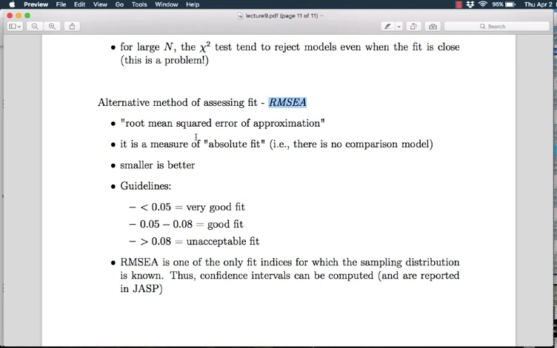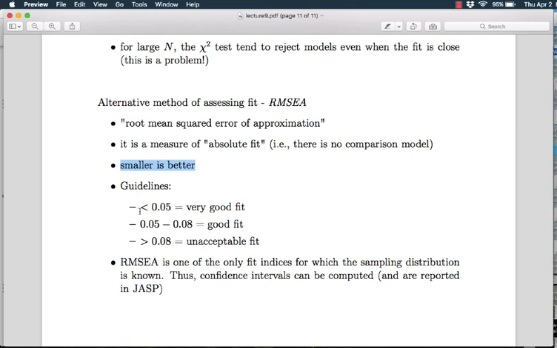It's different from chi-squared in that it is a measure of absolute fit. There's no comparison model. You're not supposing that you're starting with a saturated model and then measuring the difference between your data fit and that model fit. It's just a measure of absolute fit for the model itself. So there's no comparison. In general, the smaller your value, the better.